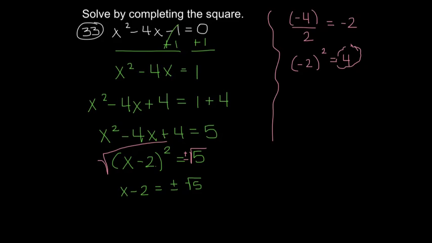To get the x entirely by itself then, I only need to add the 2 to both sides. My 2's cancel, and I'll write this over here. I'm left with x equals, it's customary to put that plus or minus in the middle of your answer. So my answer will be the 2, and then the plus or minus square roots of 5.